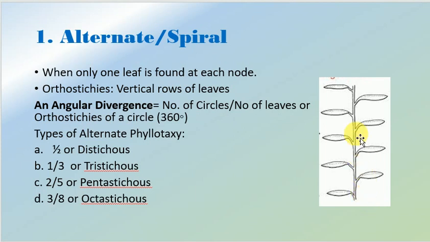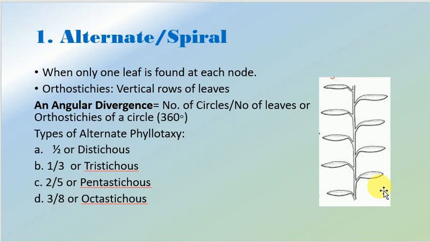The alternate phyllotaxy is further divided into subcategories depending on the angular divergence between the two leaves. Now, what is the angular divergence? The angular divergence is the number of genetic circles of 360 degrees divided by the number of leaves or the number of orthostichies. Now, what is the orthostichy? The orthostichy is the rows of leaves. So here in this image we are able to see the two rows. This is the first row and this is the second row. So this is how in this image two rows of leaves are present.